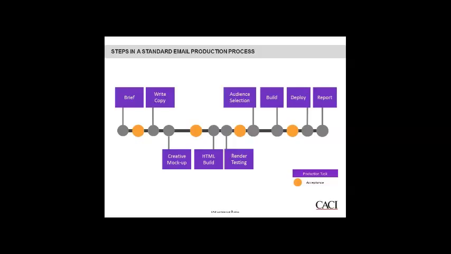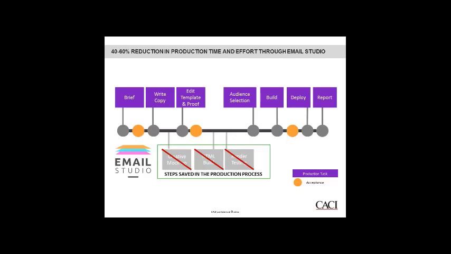So in a standard production process, there are all these steps that you can see here. The email editor helps you remove these 3 steps: the creative mockup, the HTML build, and the render testing. All you need to do is put the content in, switch out your images, and update in your ESP. We've found that it makes it much quicker to get your messages out into the marketplace, and with our clients, we've seen a 40 to 60% saving in production time. Thanks. Back to you, Stephen.